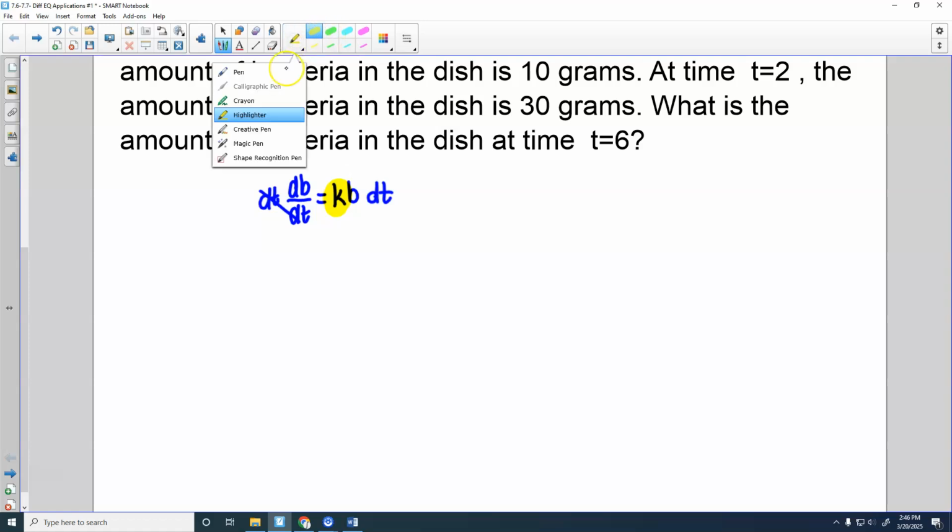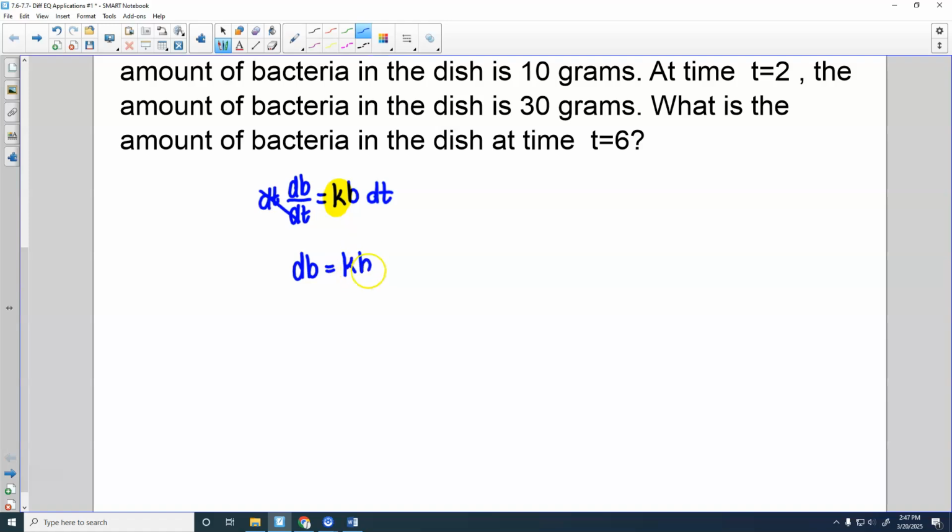So we've got dB equals kB dt. The k can stay. The k, again, is a constant. It is not a variable. It can stay where it's at, but the B cannot be over here. It needs to be on the other side. So I'm going to divide by B. And so now I've got dB over B equals k dt.